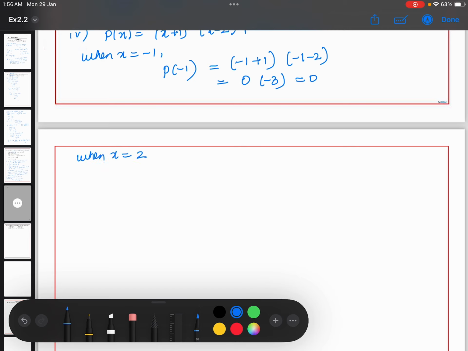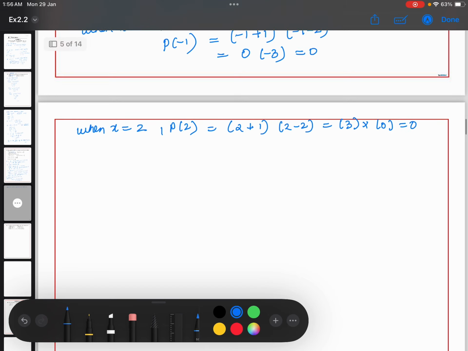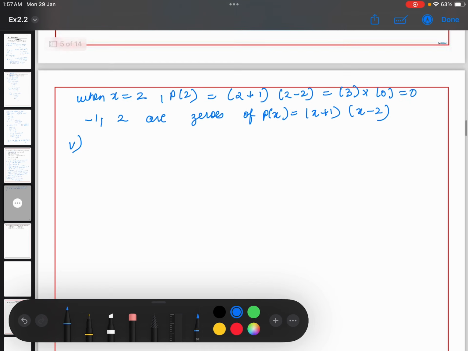Now what happens when it is x equal to 2? So p of 2 is going to be equal to (2 + 1)(2 - 2). So this is going to be 3 into 0. So this will be equal to 0. So what can you say? We can say that -1 and 2 are zeros of p of x equal to (x + 1)(x - 2).